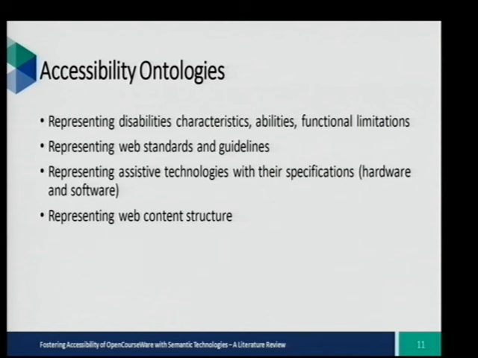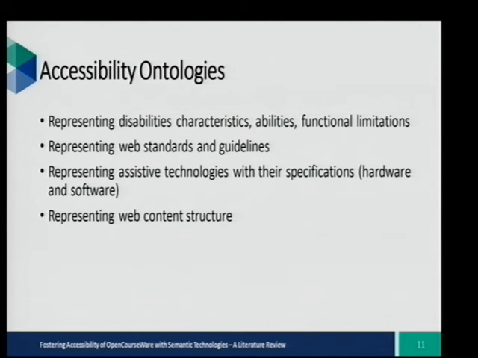Now for the ontologies. We have defined some ontologies that exist. They address accessibility with different purposes. Some describe the disability and characteristics, which is the ICF I talked about. They already have an ontology on the BioPortal. It's an ontology, but from a medical viewpoint, but it's an ontology.